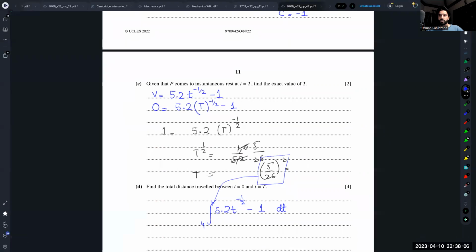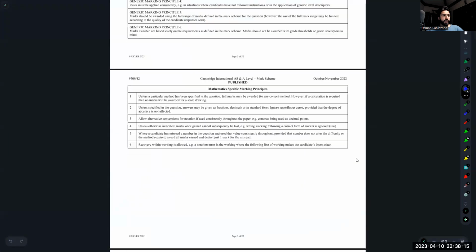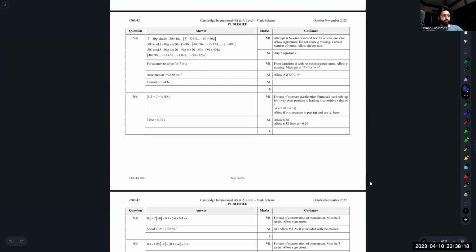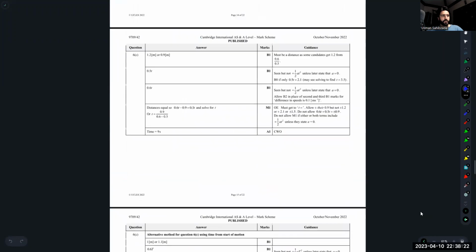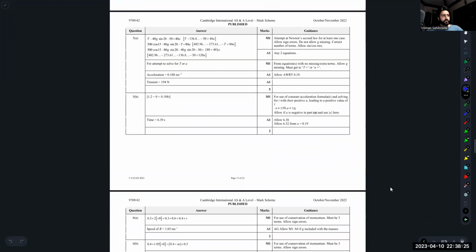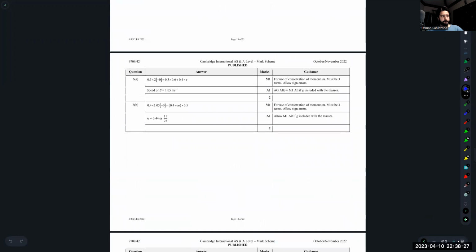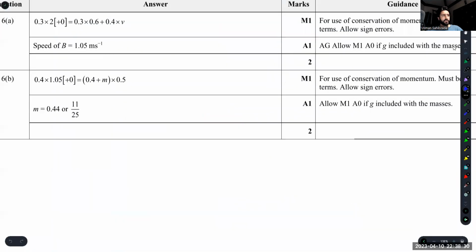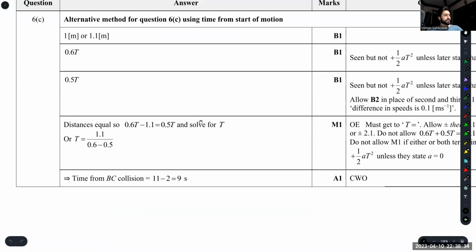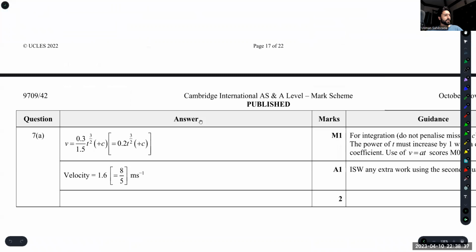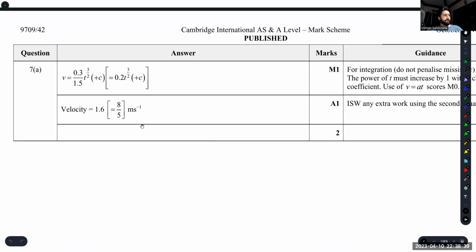This was winter, October, November 22. What I'll do is I'll show you the marking scheme ताकि हम quickly match कर लें our proposed solution with the Cambridge solution. All right, here we go. I think it was 6. Was it this? No, it wasn't this. 7. Yeah, this is the question.